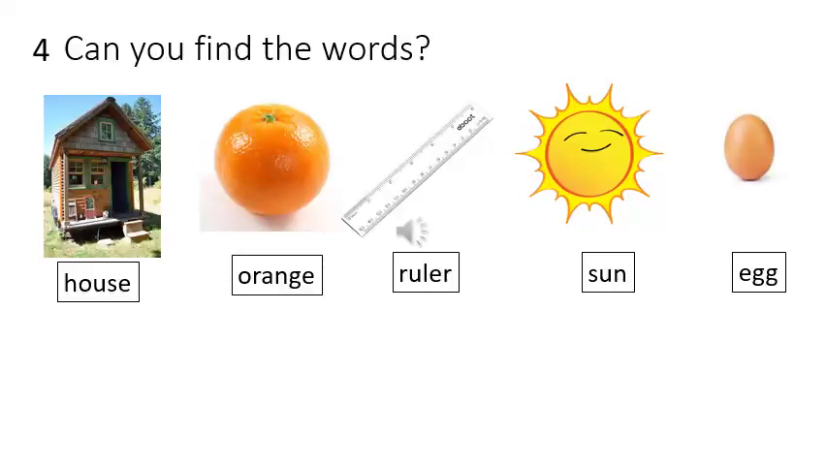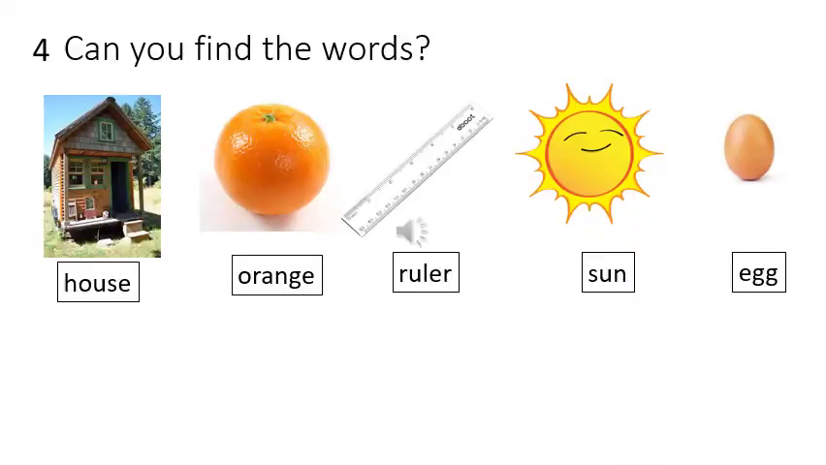The next word is, you all know this? Yes? Sun. S-U-N. Sun. And the last one is egg. E-G-G, egg. Now, you have to remove the first letter from each word.